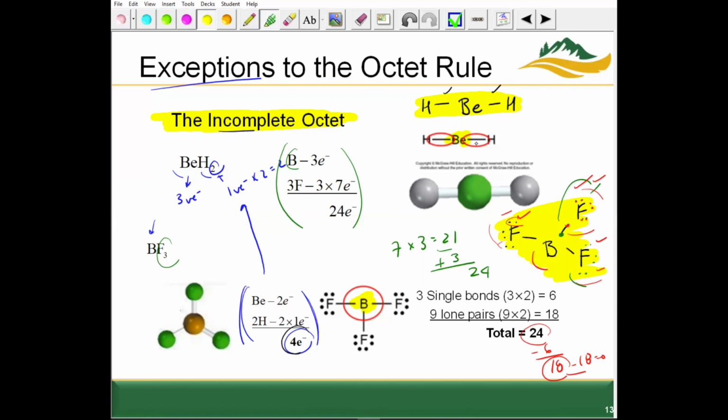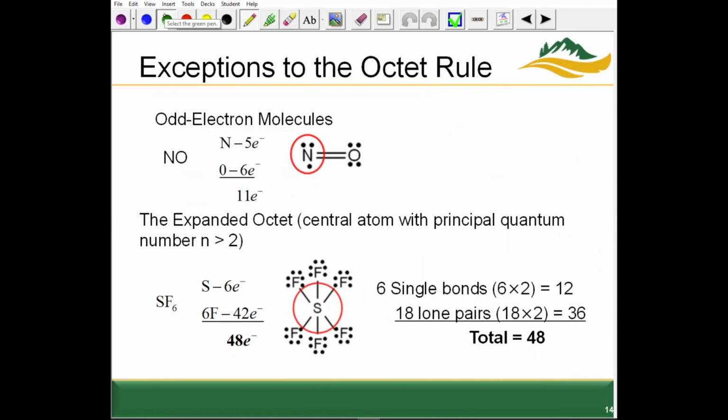So some of these central atoms here are okay with an incomplete octet. This is the best structure that can be drawn. This is the most stable form of this compound. Then we can even see some weirder exceptions to the octet rule, even odd electron molecules. For this compound of N and O, nitrogen has 5 valence electrons, oxygen has 6 valence electrons. We have 11 electrons to work with.